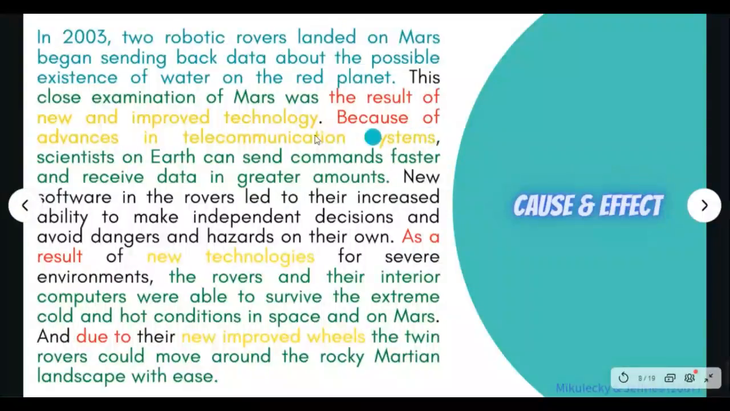For example, you can see here new and improved technology in the first mention, and then in the next one, advanced telecommunication system. It is actually synonymous with the previous one. And then in other sentences, it says new technologies and new improved wheels. So these 4 items refer to the same entity, improved technology, and it is said in different words.